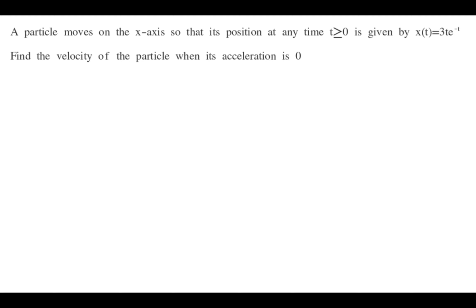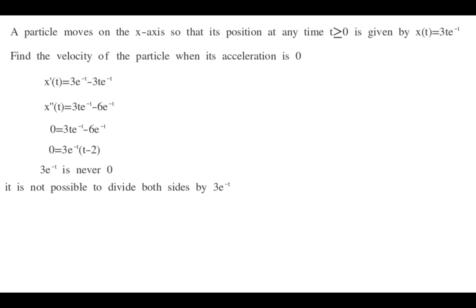The next thing it's asking us to find is the velocity of the particle when its acceleration is 0. In order to do this, we have to set the acceleration equation equal to 0. So it would be 0 equals 3te to the negative t minus 6e to the negative t. When you factor out the 3e to the negative t, you get 0 equals 3e to the negative t times 2t minus 2. Since 3e to the negative t is never 0, we can divide both sides by 3e to the negative t, and we just end up with 0 equals t minus 2.